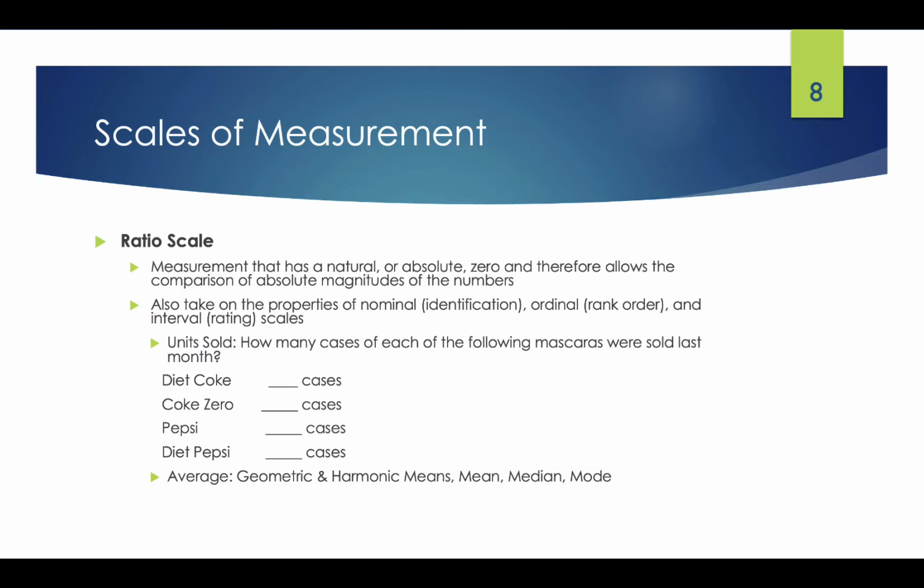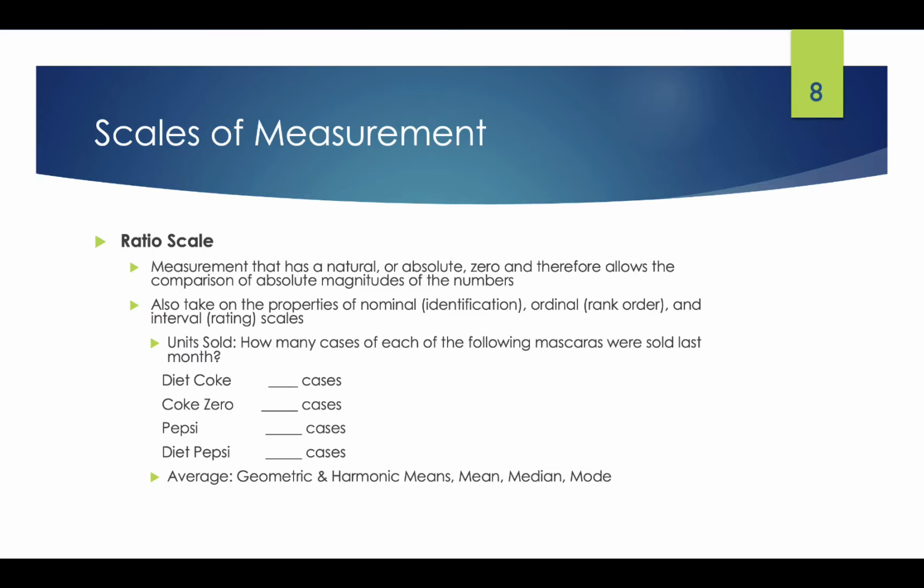A ratio scale is a measurement that allows the comparison of absolute magnitude of the number. So we can also take on the properties of nominal, rank order, and even interval rating scales. In this case, if you were a retail organization and you're in charge of the beverage category, how many cases of each of the following beverages were sold last month? Okay, Diet Coke, how many cases? Coke Zero, how many cases? Pepsi, how many cases? Here we can use geometric and harmonic means, median, modes.